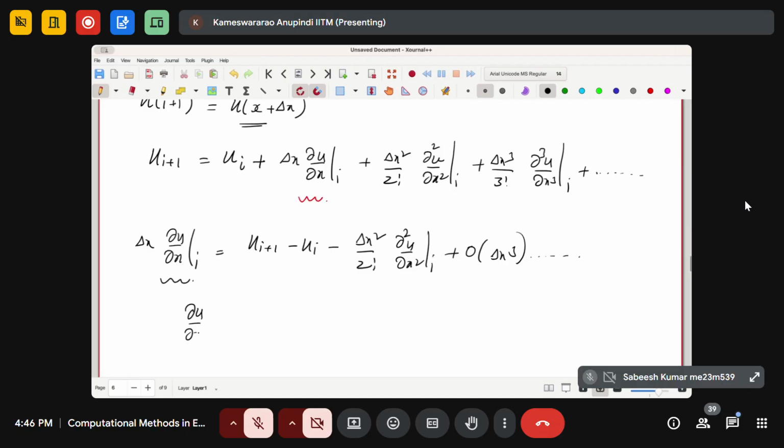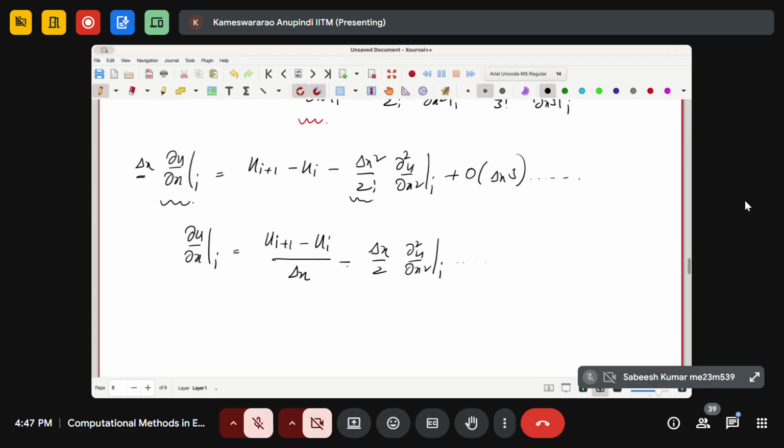So this is going to be partial u partial x at i equals, dividing by delta x on the right hand side, u sub i plus 1 minus u sub i divided by delta x minus delta x square by 2 factorial divided by delta x, which is going to make it delta x by 2 partial square u by partial x square at i, and so on. Now, because I want to calculate partial u partial x at i, and I know the values of u sub i and u sub i plus 1 and delta x, I approximate partial u partial x at i as u sub i plus 1 minus u sub i by delta x.